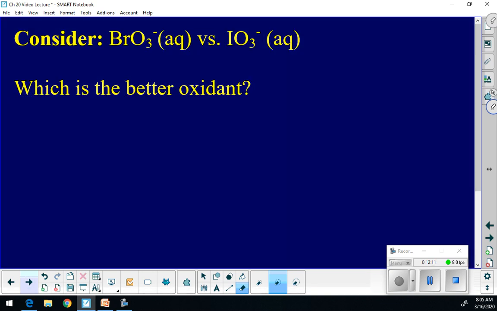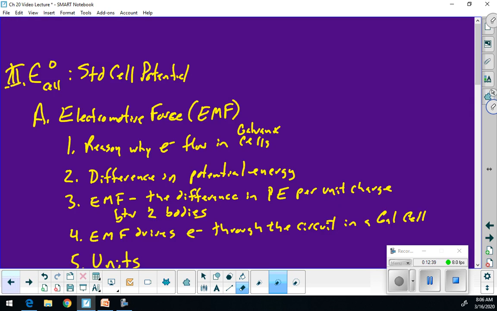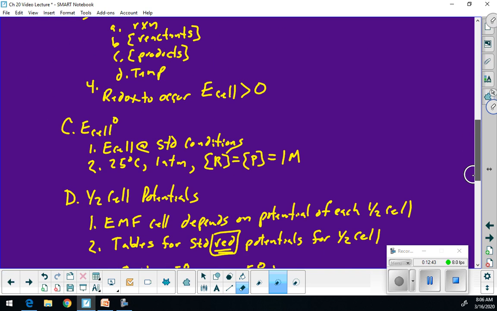Okay, wonderful. We have really about one more question here, or two maybe, that I want to answer before we move on to a new concept, and then we'll end this before I go to the new concept. Which is the better oxidant? All right. We could really go back and add one more concept to our notes. You ready? There we go. And that is that my standard.